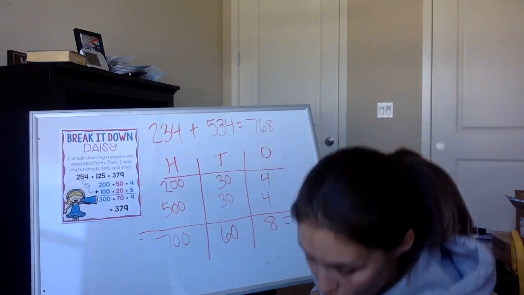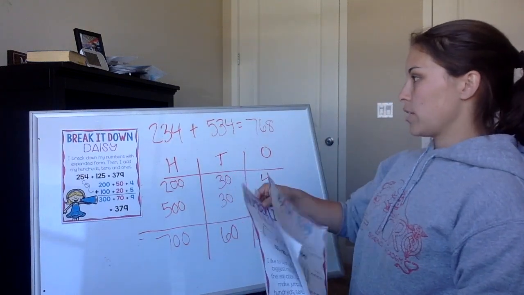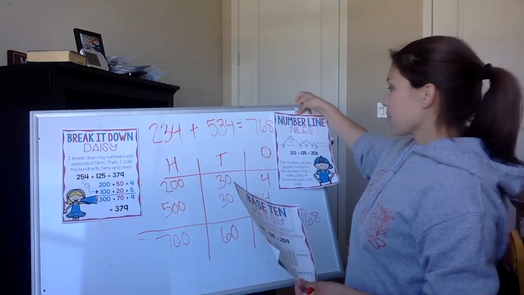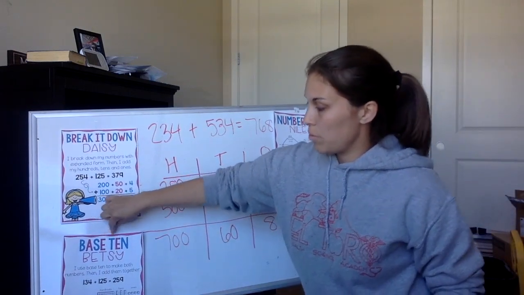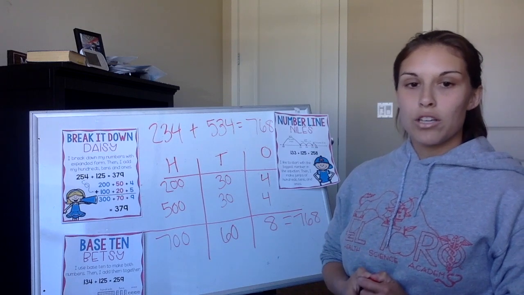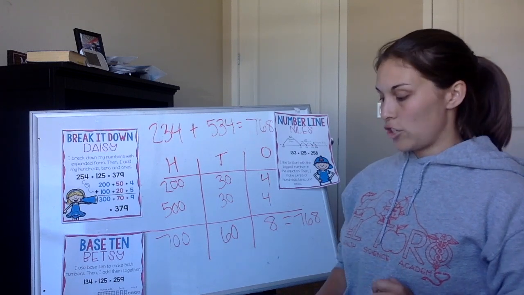So whichever strategy you prefer, whether it's break it down Daisy, number line Niles, or base 10 Betsy, whichever strategy you prefer to add 3-digit numbers is whichever one you may choose to do.